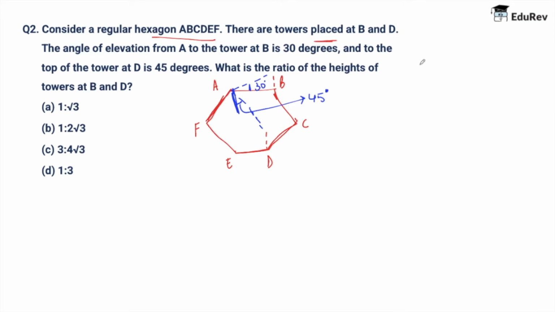So I need to find out the ratio of the heights of tower B to D. Now the thing is that let the hexagon be the hexagon that is given, okay, and line AD should be 2a.